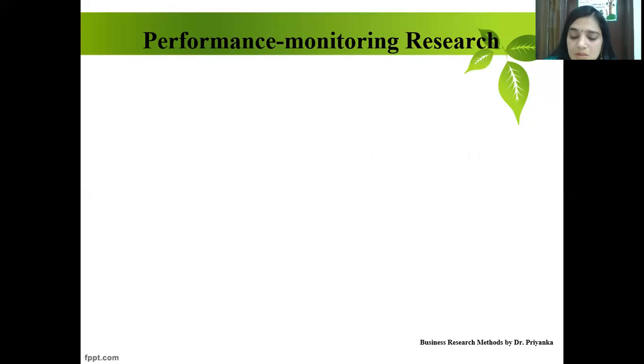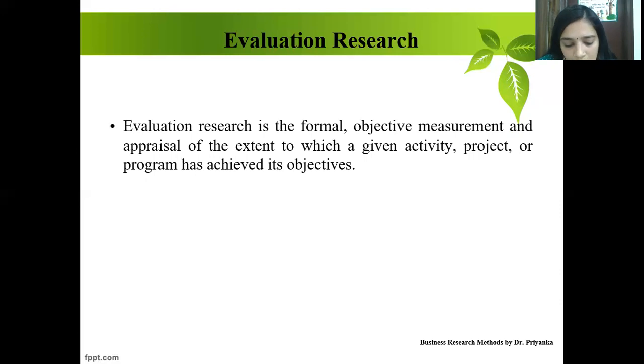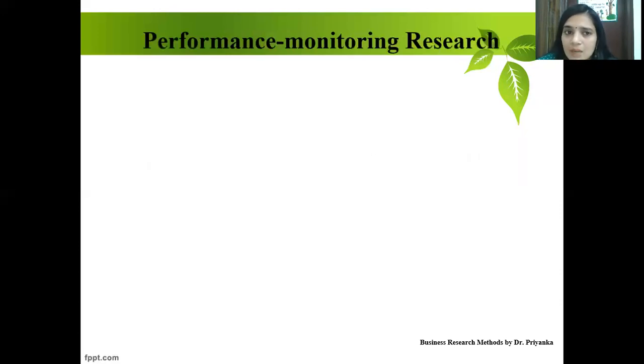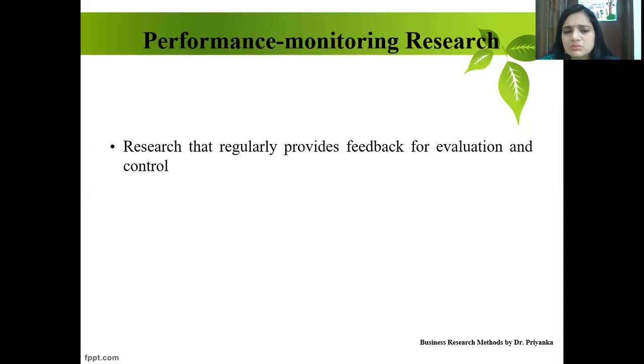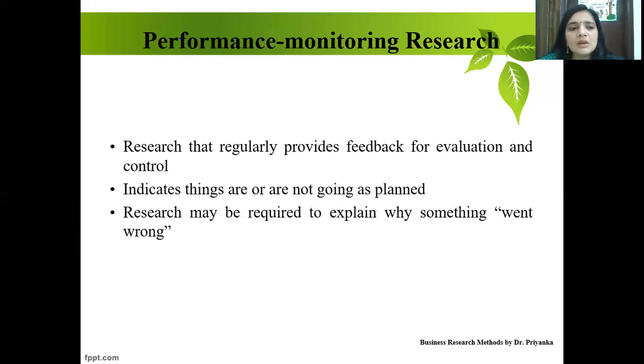Then performance monitoring research. It is more or less like evaluation research. Evaluation can be done even in the case of machineries, instruments, and all that. Performance monitoring research is also done on all of them, but this is basically to provide feedback for evaluation and control. If employees are performing well, then it's okay. But if they are not performing well, then you need a quality check. Plus, you might need something that might motivate them to perform well. So this is only for evaluation and control.